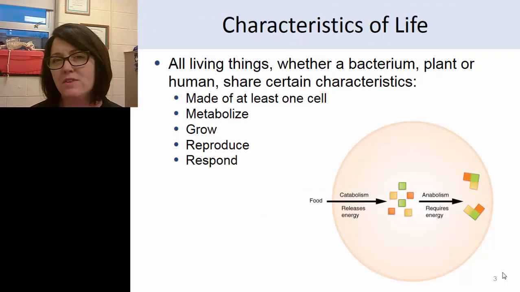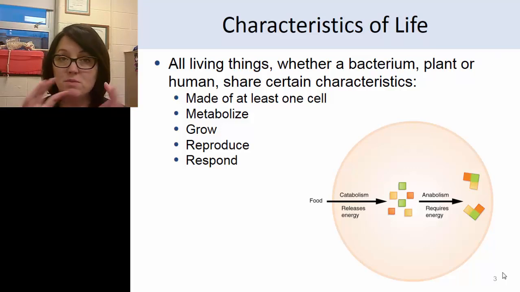What does it mean to be alive exactly? Right? What are the characteristics that all living things share? Right? So all living things, including tiny microscopic things like E. coli bacteria, or large things like a maple tree or ourselves, all living things share certain characteristics. So all living things are made of at least one cell.